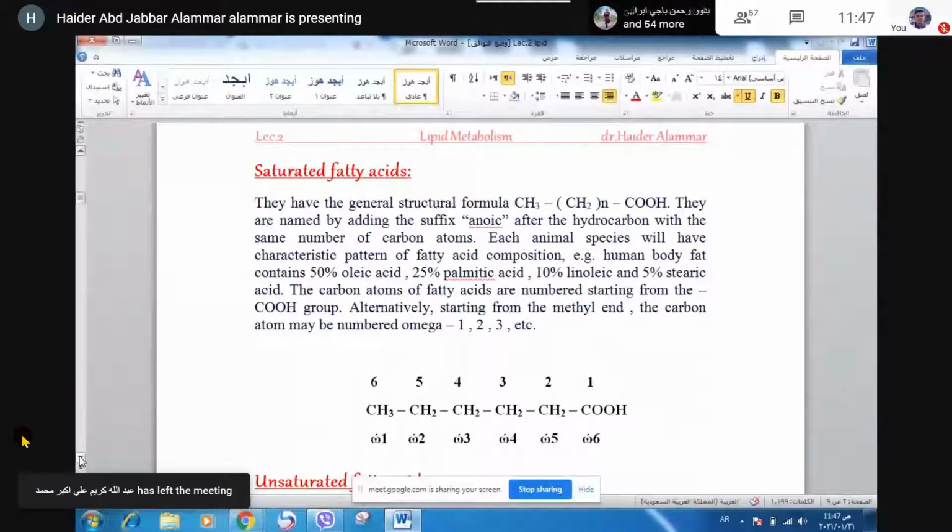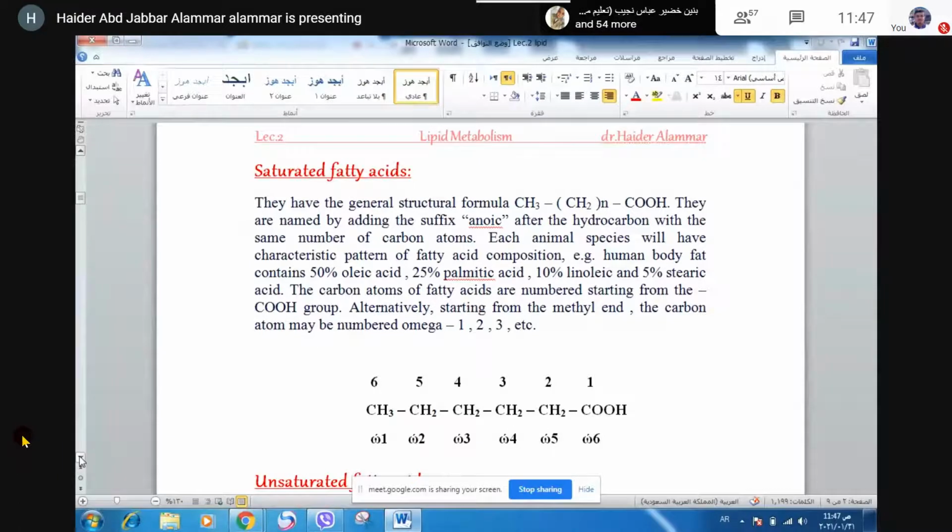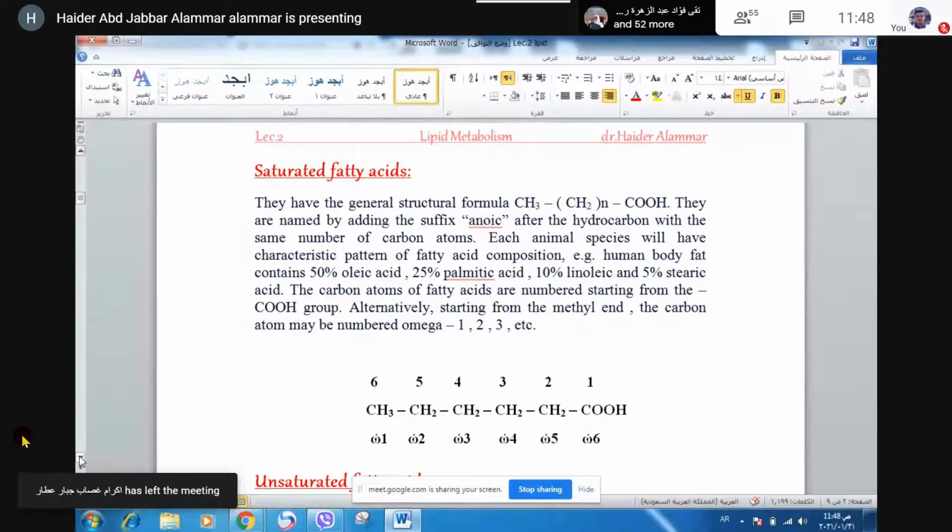The fat contains 50% oleic acid, 25% palmitic acid, 16 carbon atoms, 10% linoleic acid, 18 carbon atoms, and 5% stearic acid, 14 carbon atoms. The carbon atoms of fatty acid are numbered in two ways, either starting from the carboxyl group, the COOH, or starting from the methyl group, CH3, from the left hand.